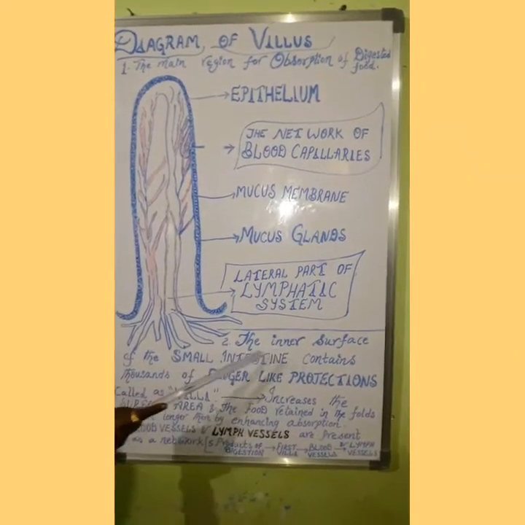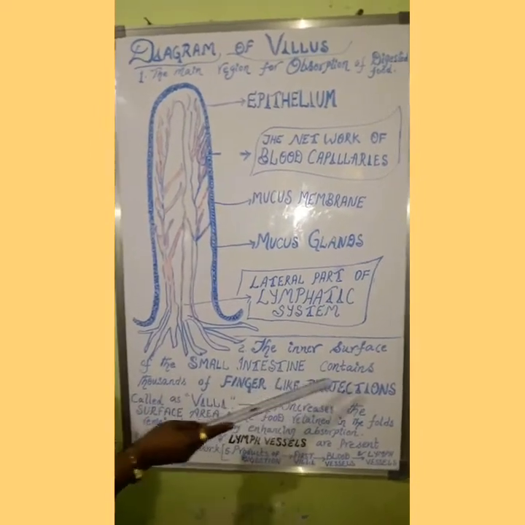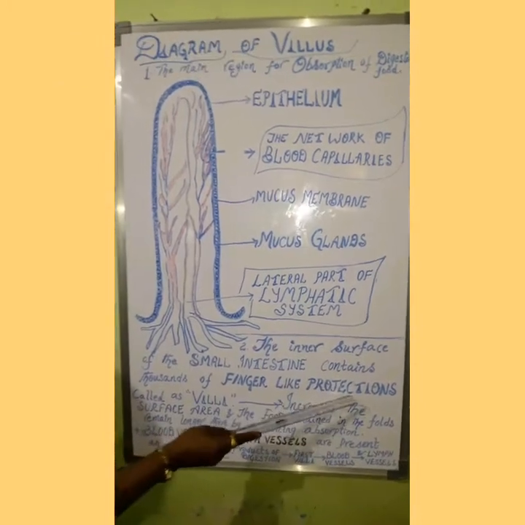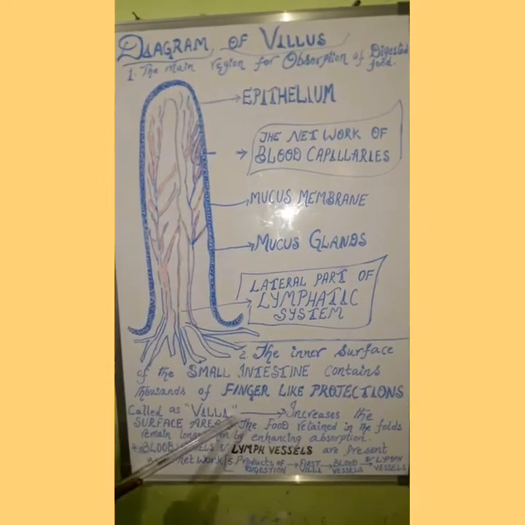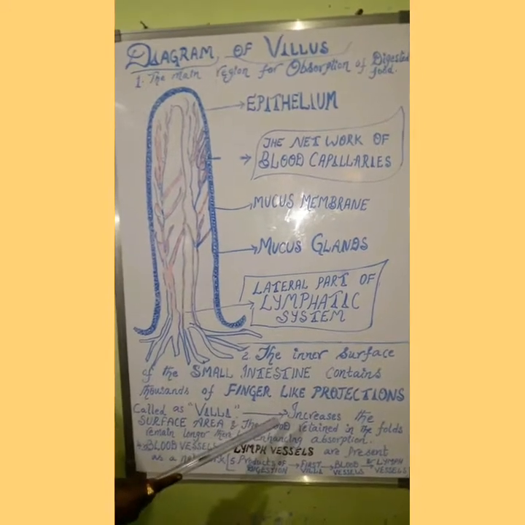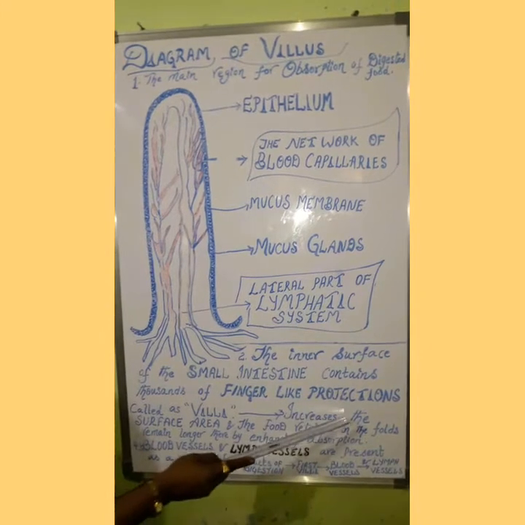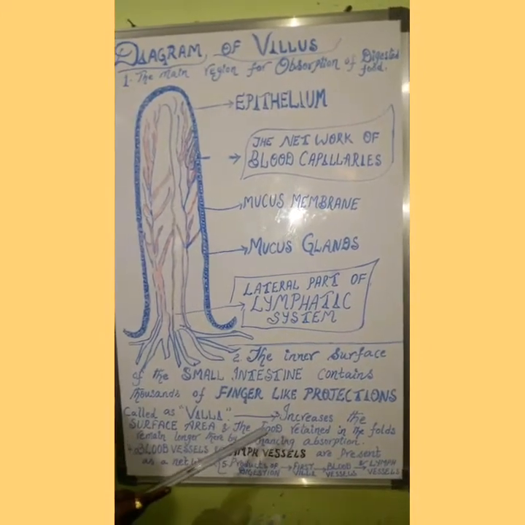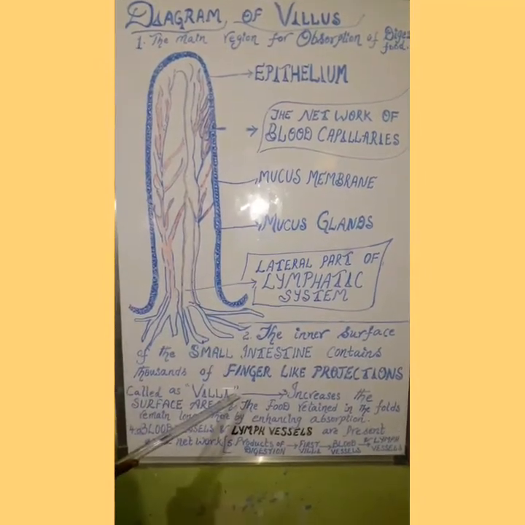Hence, we can conclude that the inner surface of the small intestine contains thousands of finger-like projections called villi. These villi are very useful for absorption of digested food. Villi increase the surface area of the small intestine.